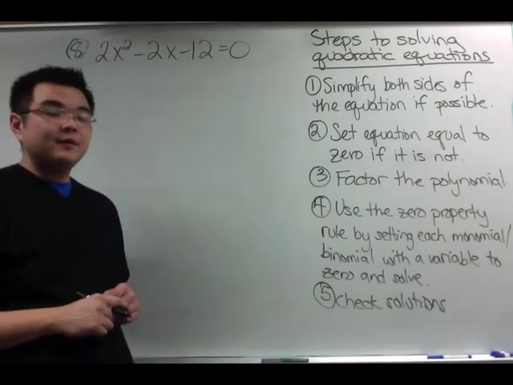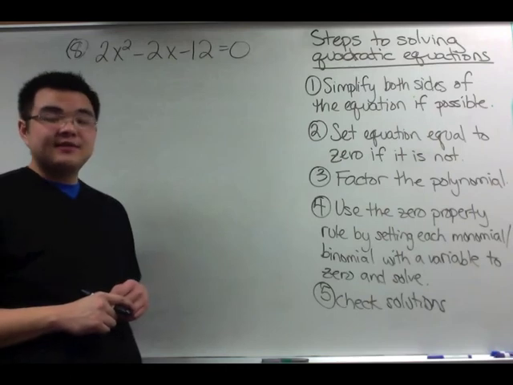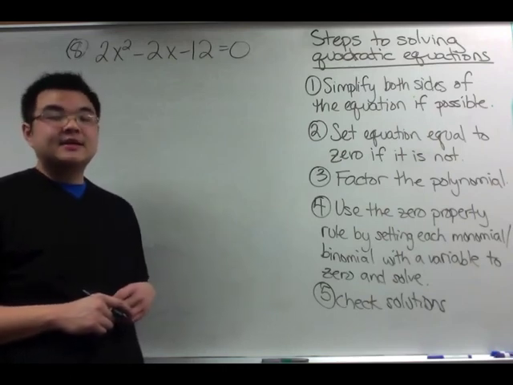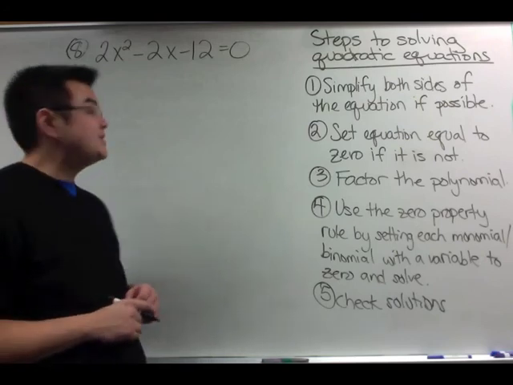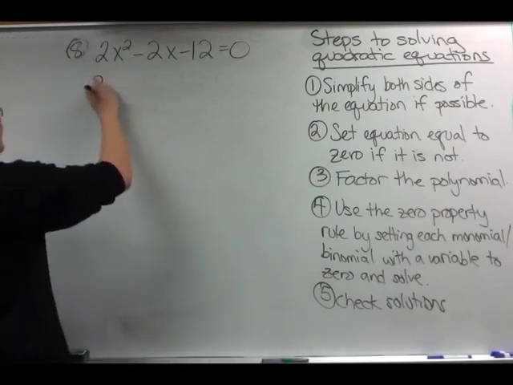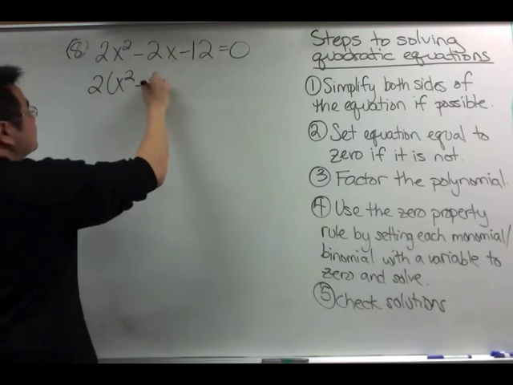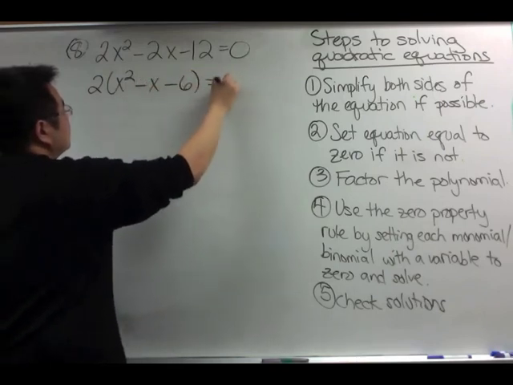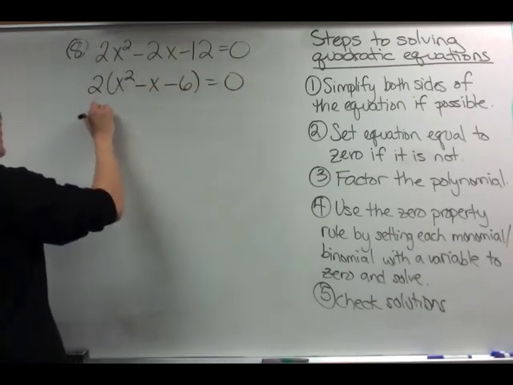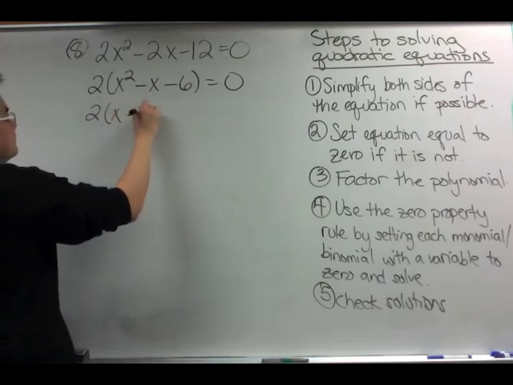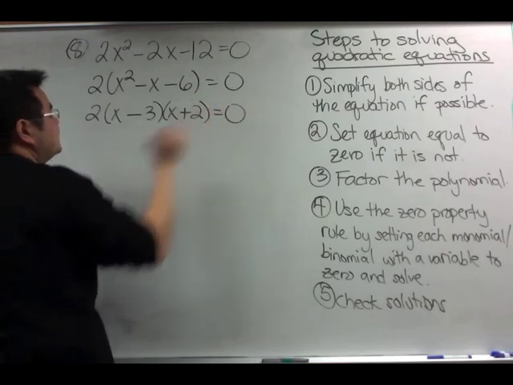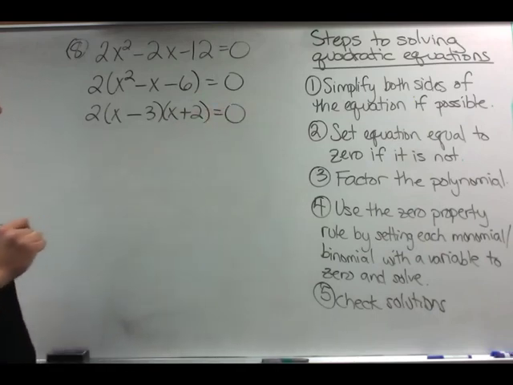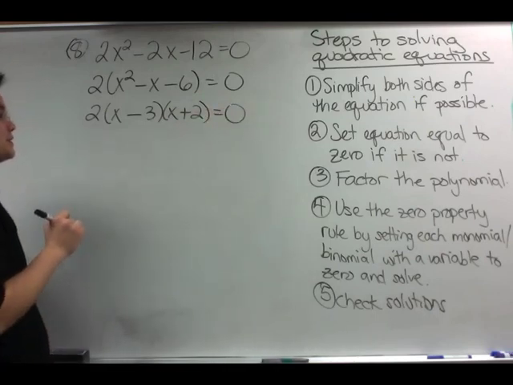In our final example, we will skip step 1 because both sides of the equation have been simplified, skip step 2 because it's set equal to 0, and we're going to factor the GCF 2 from the polynomial. Then we're going to factor the trinomial into x minus 3, x plus 2, and then we're going to set each binomial equal to 0.